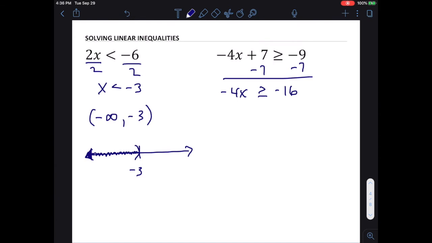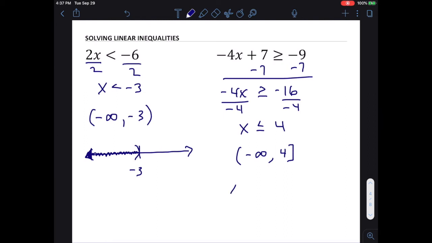Okay, and then here's where I'm dividing by a negative 4, so we really need to be careful. So we have x, flip the symbol, x is less than or equal to positive 4. Then the interval, just like the previous one, x is on the left-hand side, so we're going to use negative infinity. We always use a parenthesis with negative infinity. We have less than or equal to with the 4, so that means we're going to use a bracket.